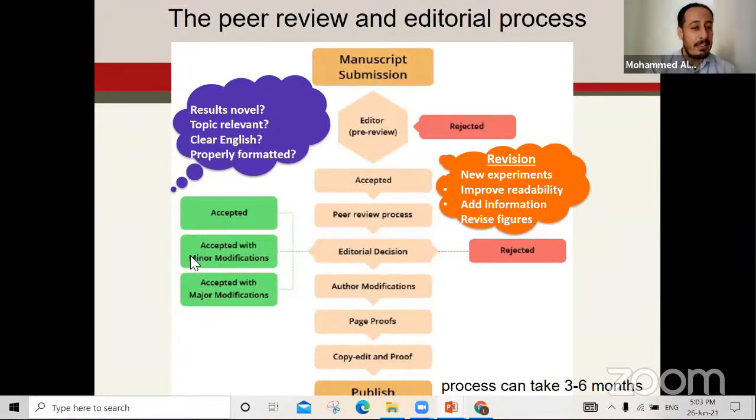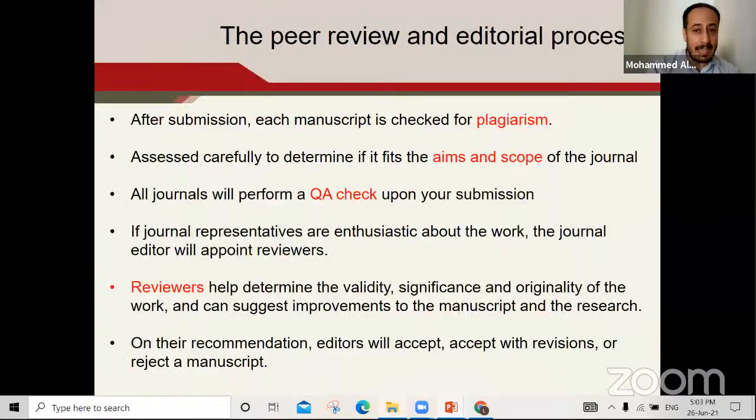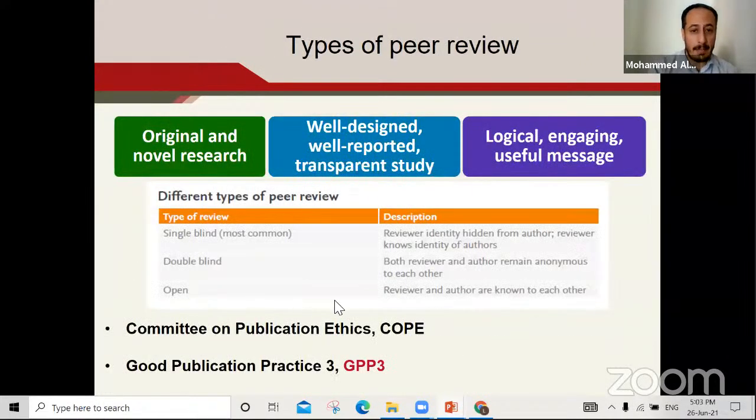It comes again, especially if it's major, to the same reviewer, and then they will accept or reject. After that, if it's accepted, it goes through proofreading and then the publication step. Those, I think I have covered. You have to avoid plagiarism, because we check that. You have to check the aim and scope. I think I have covered that.